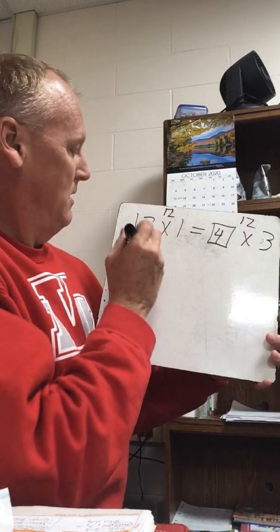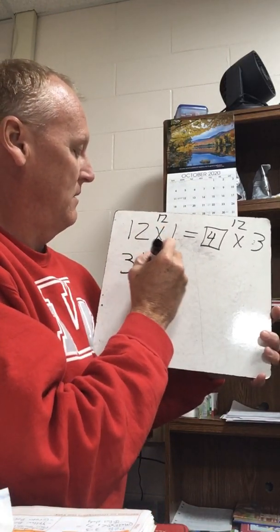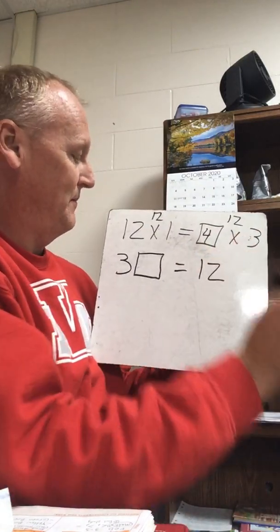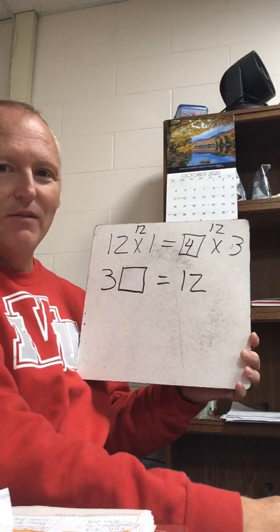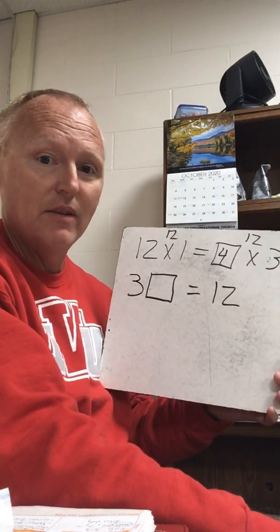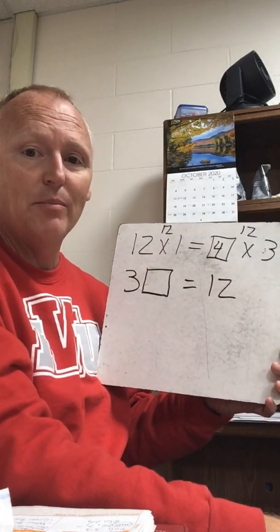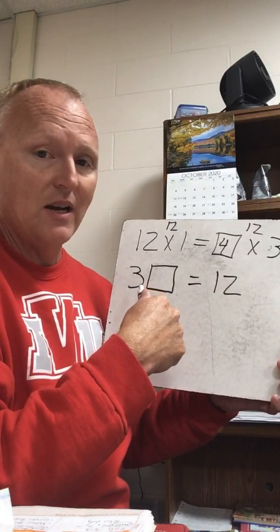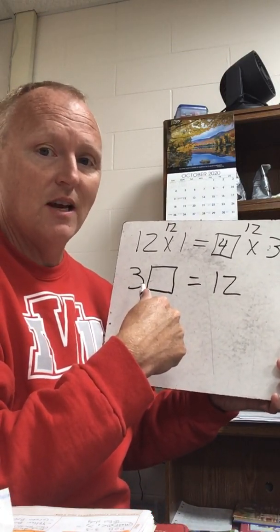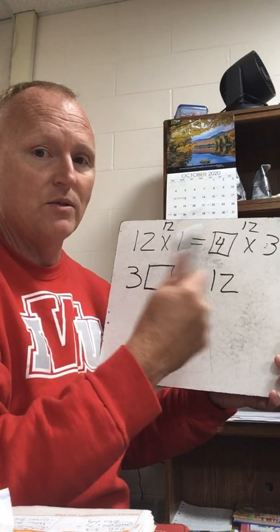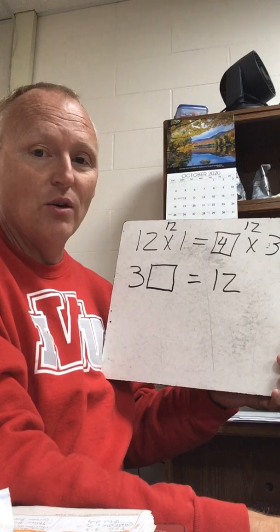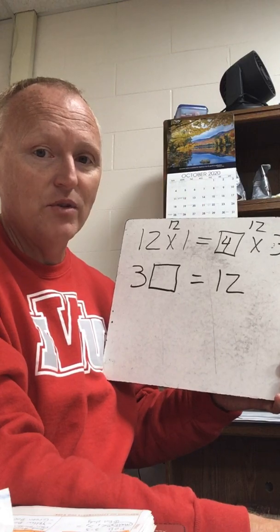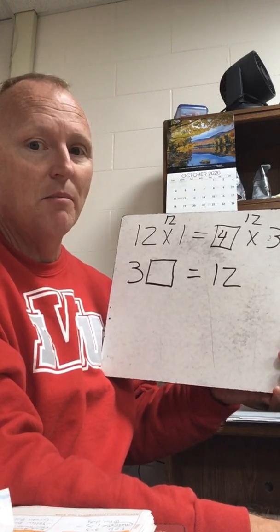Let's try another one. Let's try 3 and then have a blank right next to it equals 12. That's kind of a weird looking thing, but I want you to think back to the previous chapter. If you have a math problem and I don't see an addition sign, a subtraction sign, a multiplication sign, a division sign, or any operation sign, then it is always multiply. Anytime you have no sign with two numbers next to each other, that means multiply.